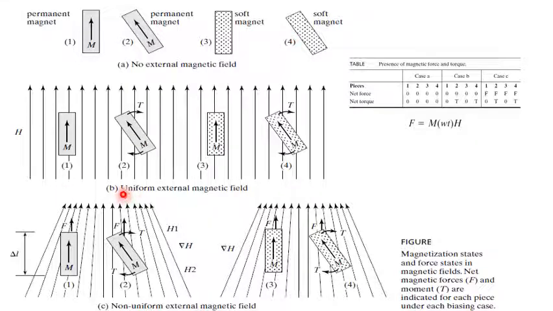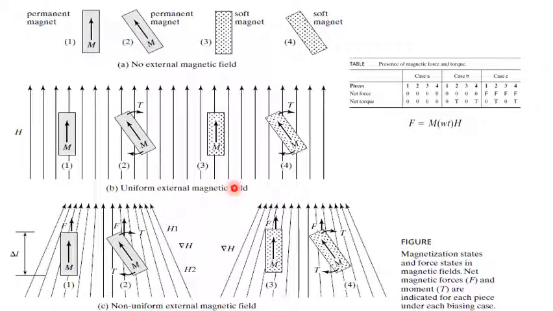In the first case, that is part A, there is no external magnetic bias applied. The permanent magnets are already polarized, and since there is no external magnetic field, the soft magnets are not. So neither of the pieces will experience any net force or moment because of the lack of a magnetic driving force H. In the second case, a spatially uniform magnetic field is applied.